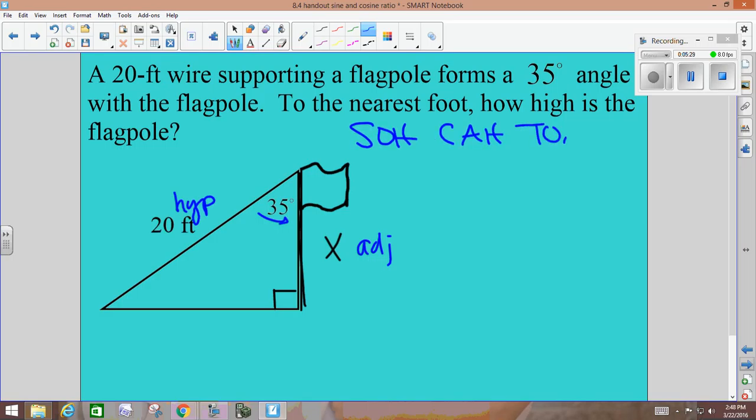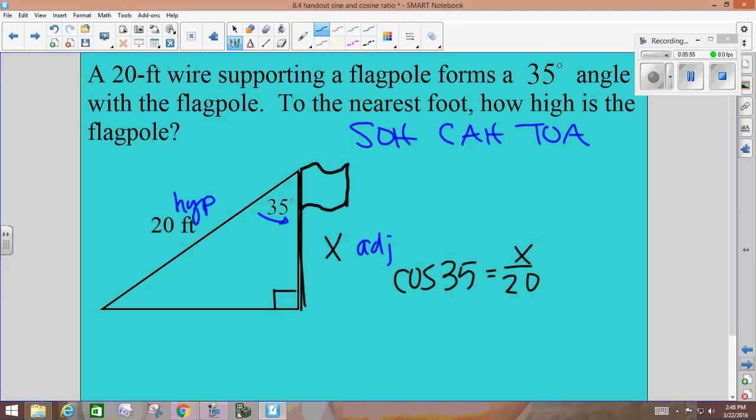SOHCAHTOA, adjacent, hypotenuse. Which of our three trig functions do we want to use? Cosine, yeah, because that's the one that has adjacent and hypotenuse. So the cosine of 35 degrees equals x over 20. It's always the angle measure that goes in right behind the word.